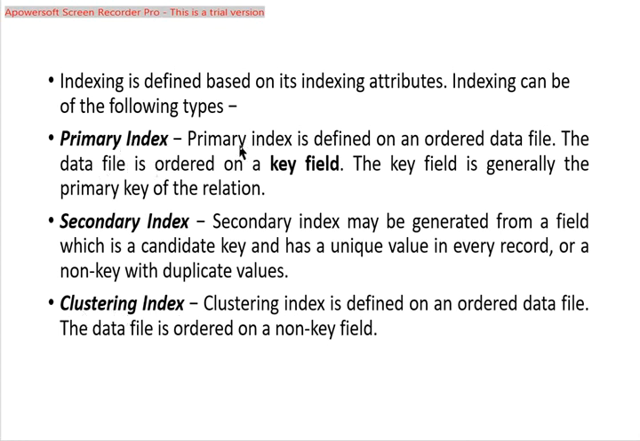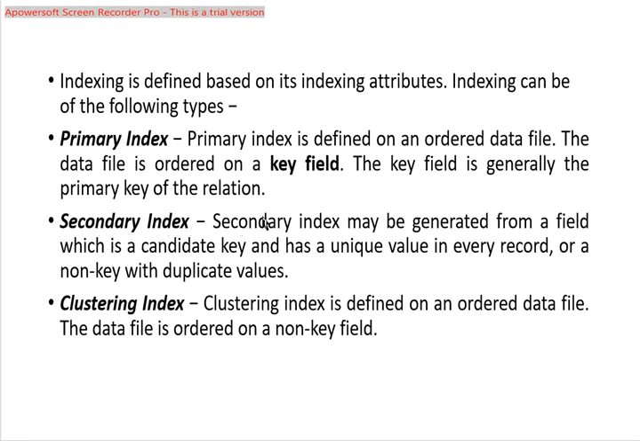Primary index is defined on an ordered data file, the file which contains ordered data. Ordered data is the most simple thing to understand: the data which is arranged in a systematic way, in an ordered manner. The data file is ordered on a key field. Key field might sound new to you. The key field is generally the primary key of the relation.